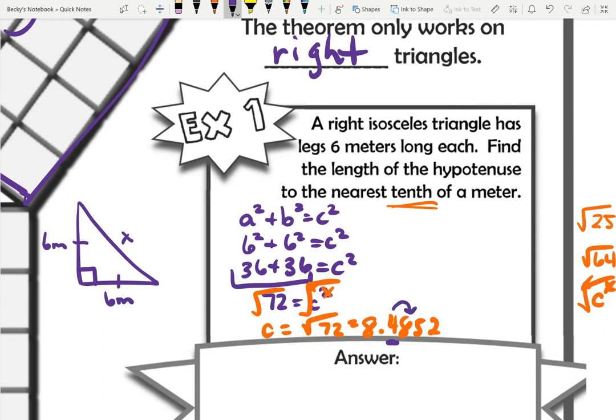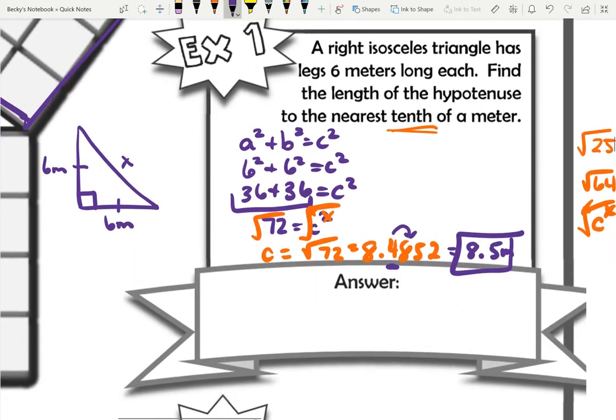Now to the tenths, that means one decimal place. And you have to look at the number next to it to decide if you're rounding up or down. And since the 8 is above 5, that means I need to round up. So my answer is 8.5 meters. Don't forget the unit. So let's put it down here. That's my answer, and that answer makes sense because across from the 90 has to be larger than the 6.